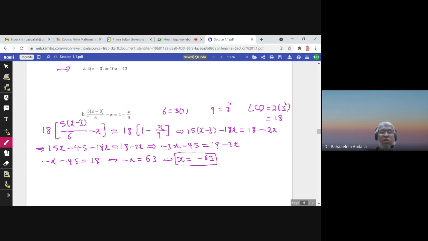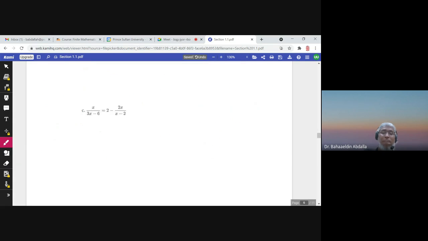That's the solution, and you can check it in the original equation and make sure that both sides will be equal to each other if you replace x by negative 63.